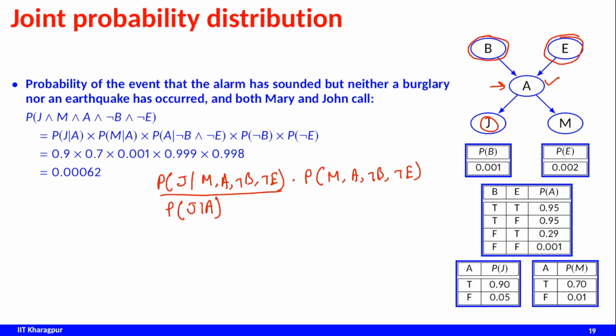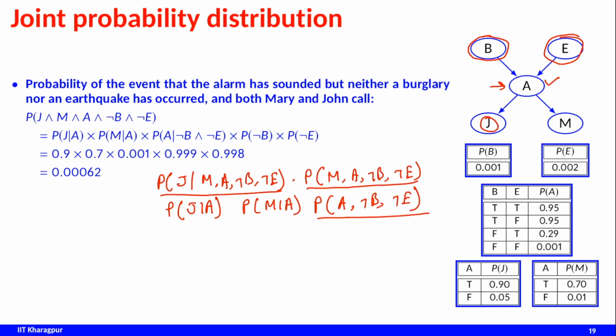Similarly, on this side, if I proceed in the same manner, this will effectively turn out to be M given A, and effectively I will be left with A, not B, not E. I have to determine the probability of this.